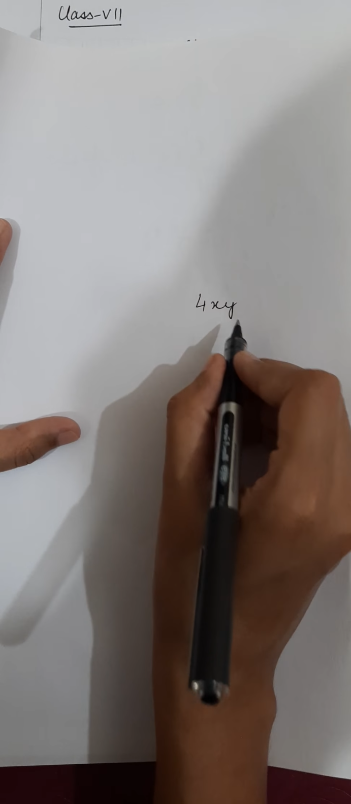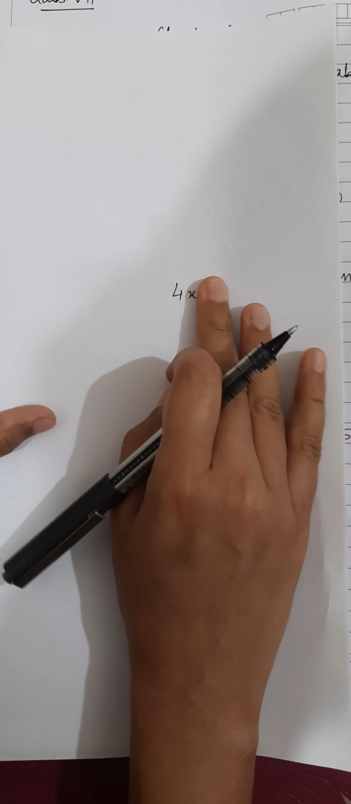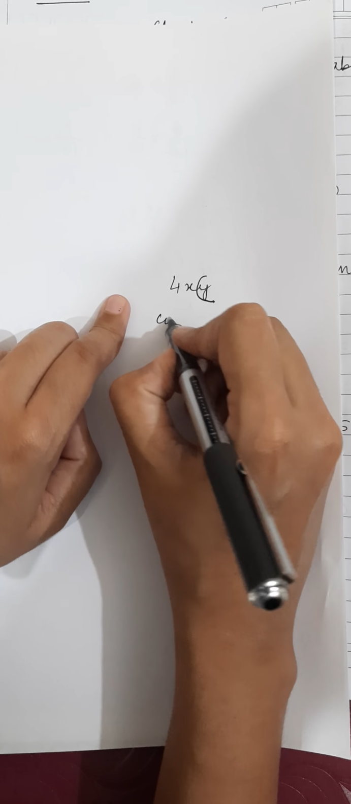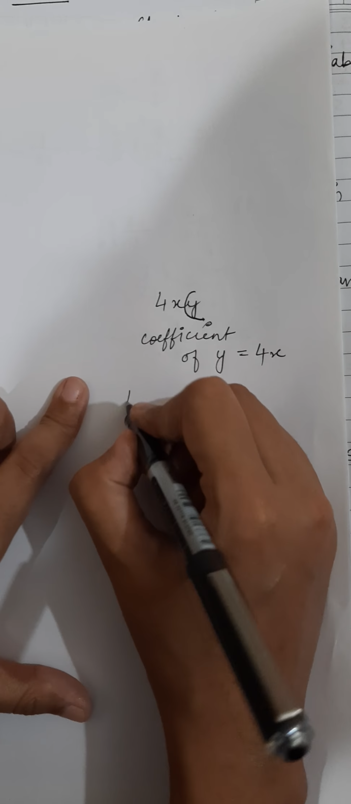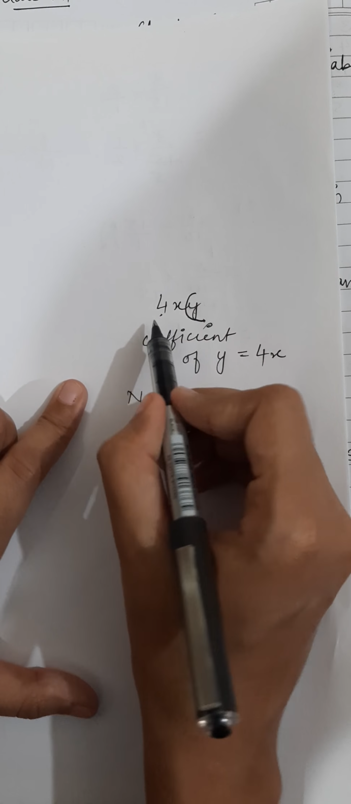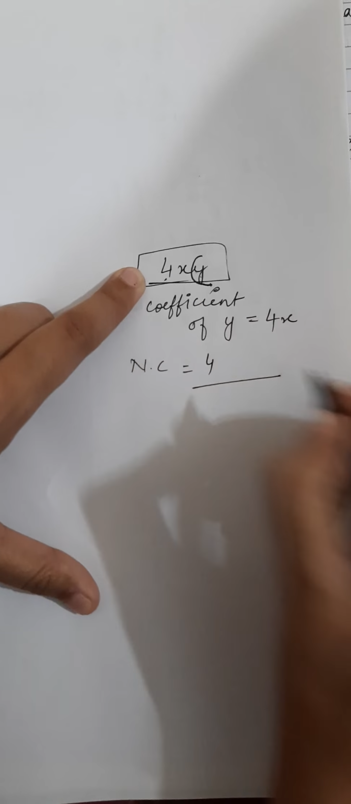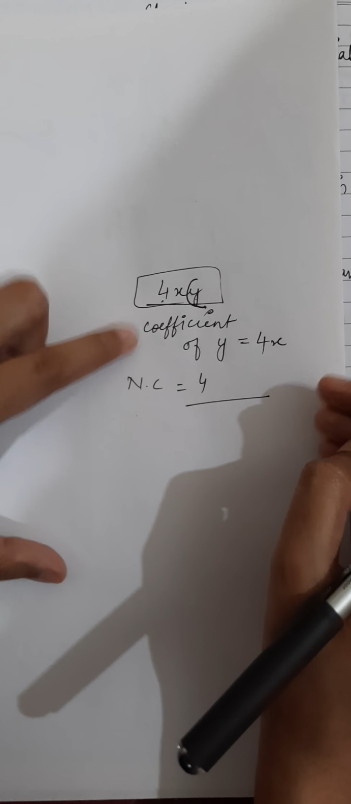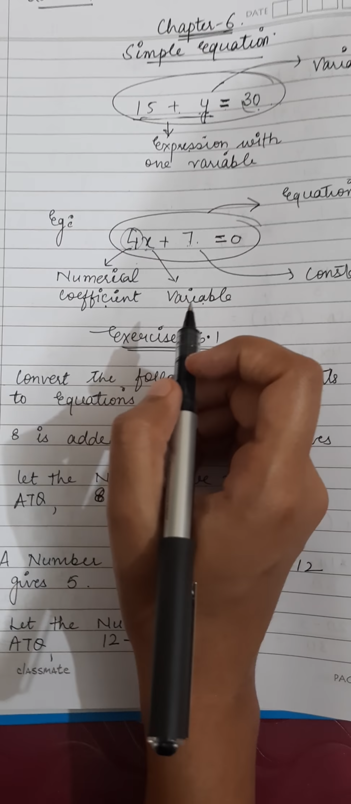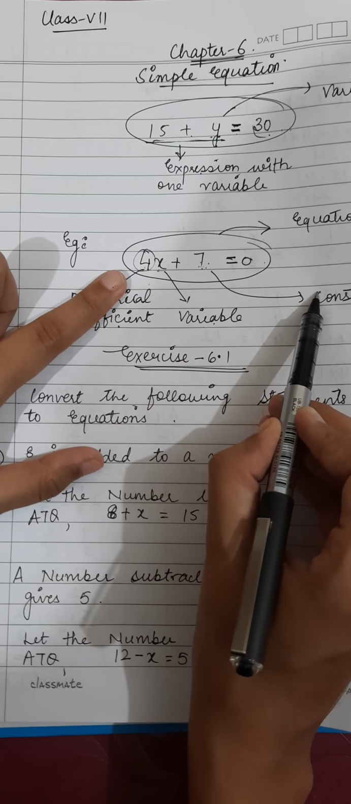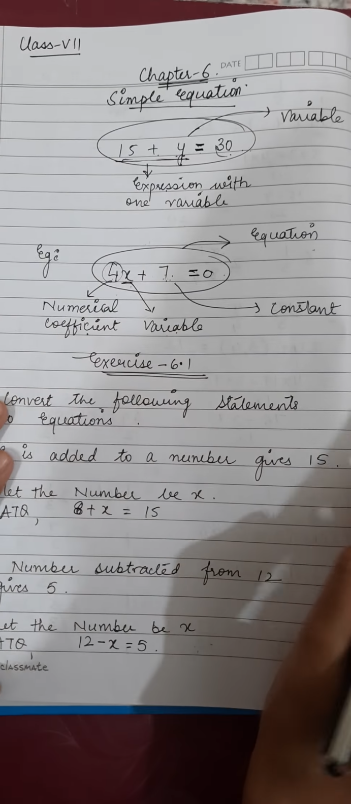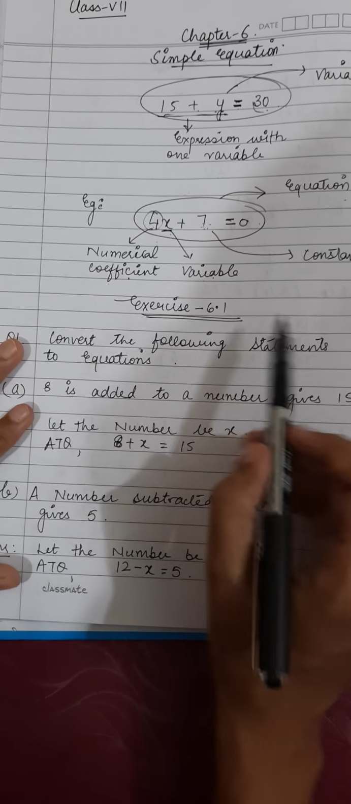4xy, and I want to ask you what is the coefficient of y. Coefficient of y means the rest of the number, 4x. So the coefficient of y is going to be 4x. But if I'm going to ask you what is the numerical coefficient of this complete, it is going to be 4. Okay, so this is the difference between the coefficient and the numerical coefficient. Again, this complete is an equation because the expression is equated to 0. No variable is there, so that means this is a constant, and x is there, so we call it as a variable.